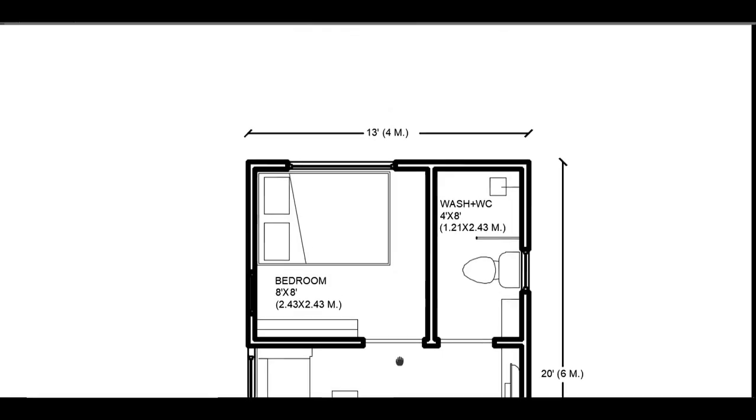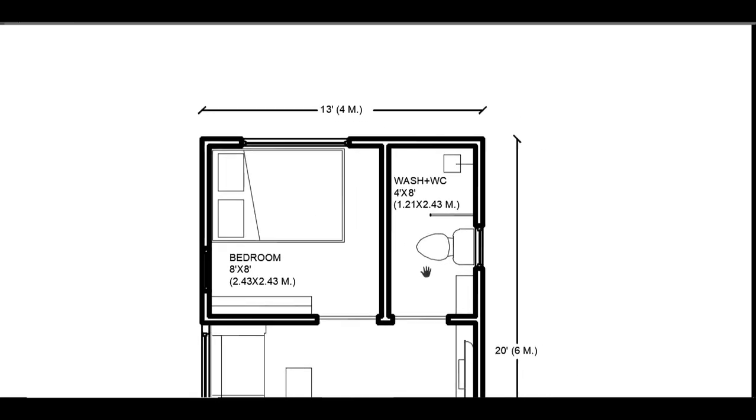So on the left side we have bedroom here. You can see here the bed arrangement, wardrobe arrangement and 2 large size windows for ventilation and light purpose of this room. And on the right side we have common use washroom plus water closet. You can see here the wash basin, water closet and the shower area, and we have a ventilator for ventilation of this washroom. So this is the floor plan of the house you are watching on the screen.